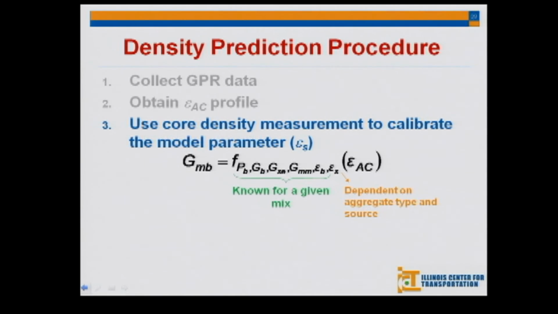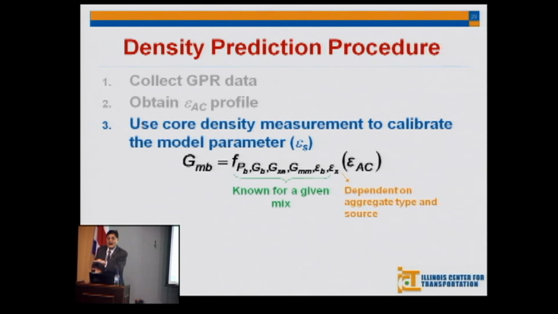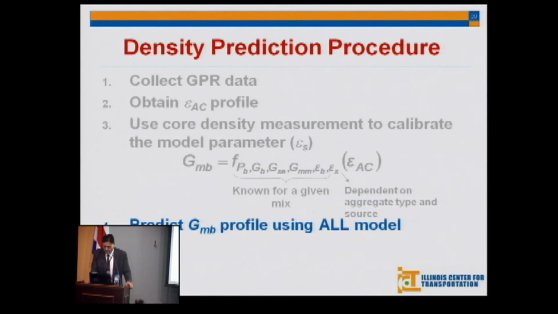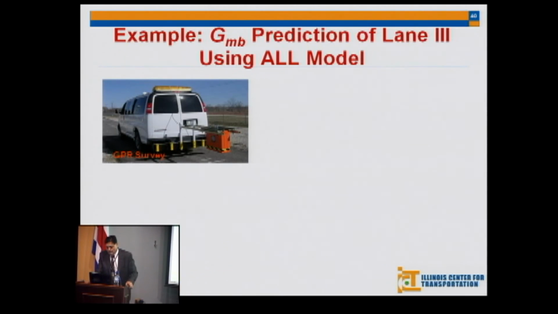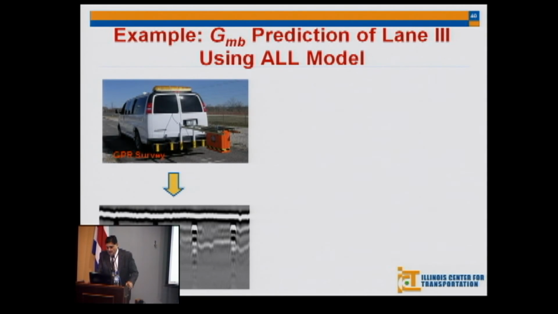So a simple way to do it, if I take a core, I can back calculate the dielectric constant of the stone, and that will solve the problem. If I don't, then maybe if you are in an area here, let's say in San Jose, and we use a specific kind of aggregate, then I will know this dielectric constant of the aggregate, so I don't need to do that more than once. So from that, we can predict the GMB or the bulk specific gravity using the model.